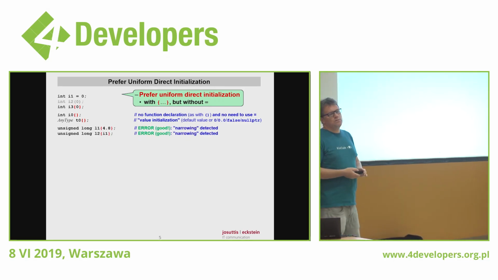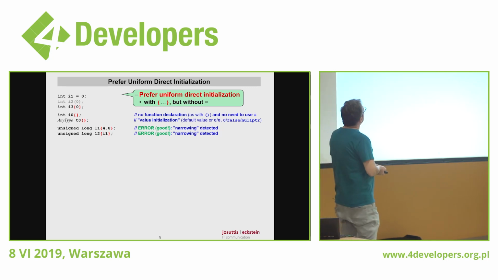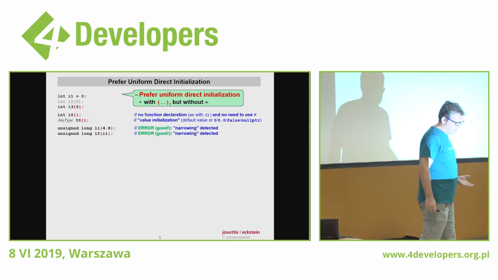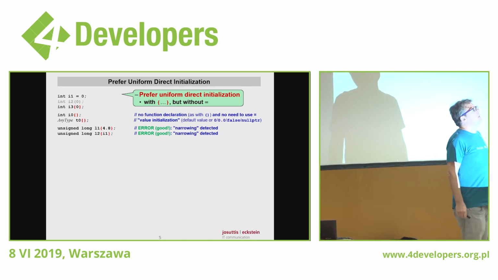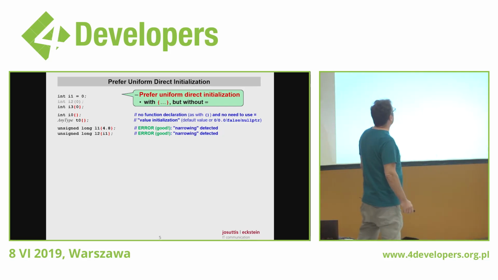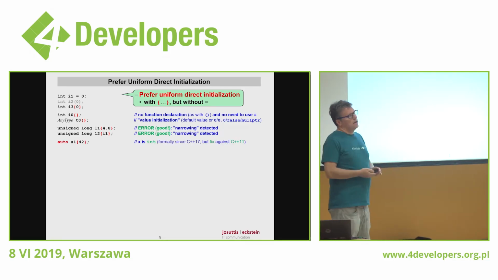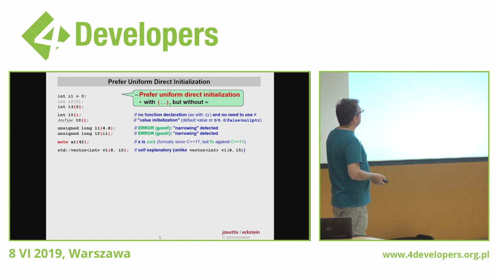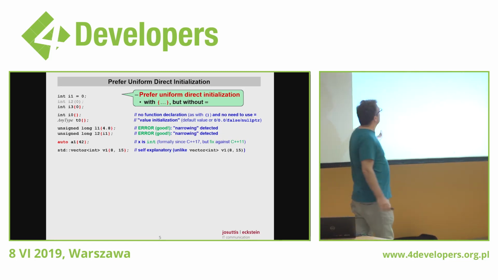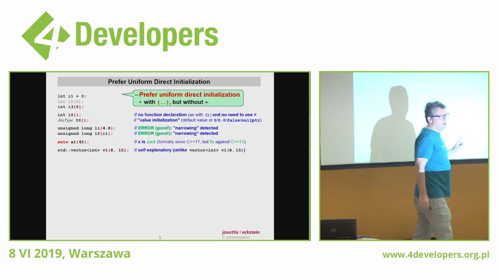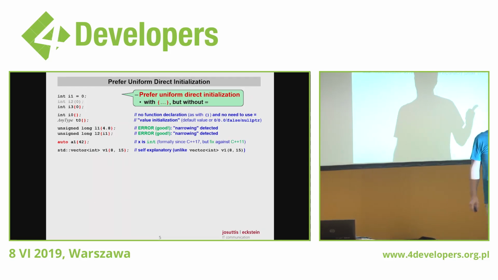You detect if you lose some data, for example, convert a signed int to an unsigned long, then this is an error and is detected as an error, which is good. It works with auto, finally. We made a mistake there in the past. It is self-explanatory. This creates a vector with 2 elements. One is 8 and one is 15.